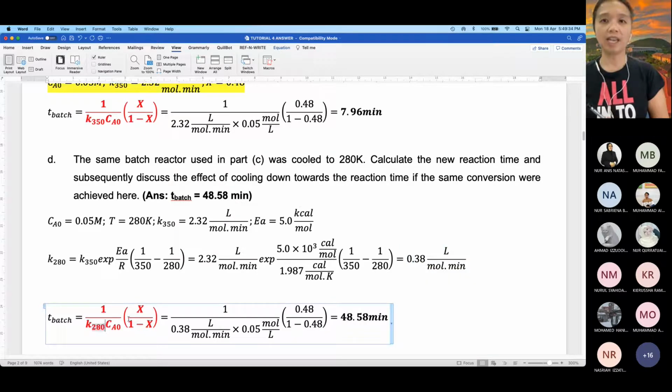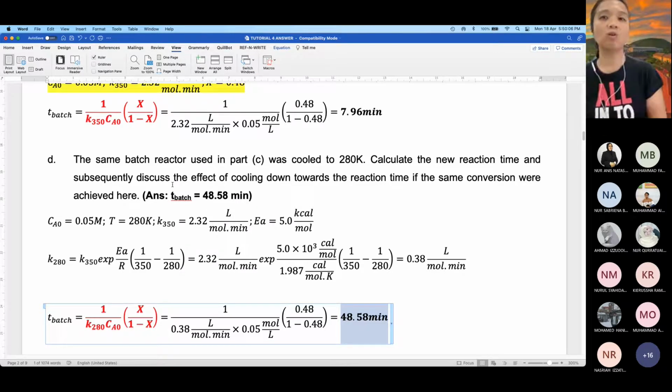CA0 masih sama, X masih sama. So just because your temperature change, your K value change, your reaction time pun akan berubah and you will get 48.58 minit. Okay, so sekarang kamu dah tahu bila saya kurangkan suhu to 280, the time needed is almost 48.58 minit. So kamu jangan lupa, the second part of the question, dia suruh kamu discuss the effect of cooling down towards the reaction time.